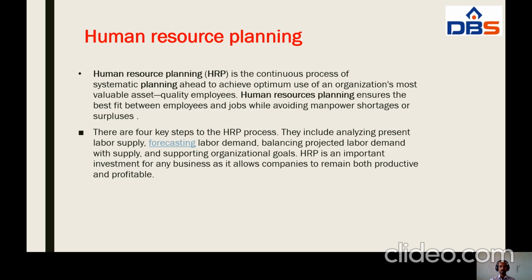And next, there are four steps in the human resource planning process. They include analyzing present labor supply. This is the first step. And the second one, forecasting labor demand. And the next, balancing projected labor demand with the supply. And fourth step is supporting organization goals. These are all the four steps involved in the human resource planning process. Human resource planning is an important investment for any business, as it allows companies to remain both productive and profitable.